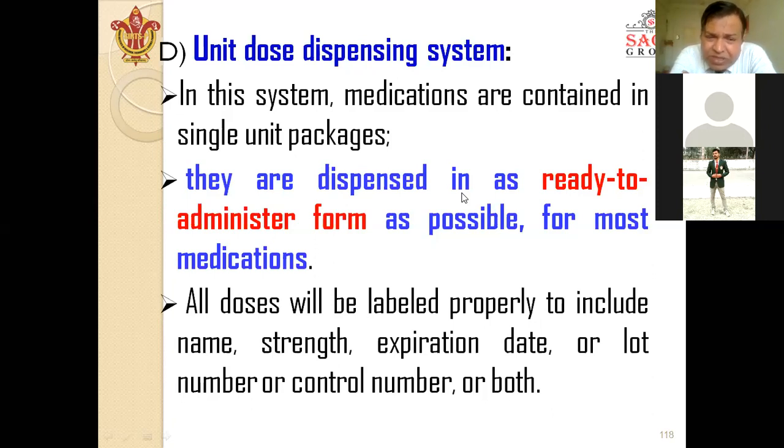Unit dose dispense system: that particular dose of medicines they are giving to the particular patient. All doses will be labeled properly to include name, strength, expiration date, and lot number and control number both.